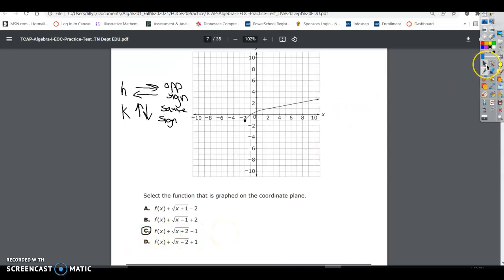And that can be determined, again, just by knowing that H and K, this is in vertex form. H moves you horizontally on the x-axis opposite the sign, and then K moves you vertically up or down, same as the sign. And that works for most all transformations regardless of the shape. So the best answer for number 5 is C.